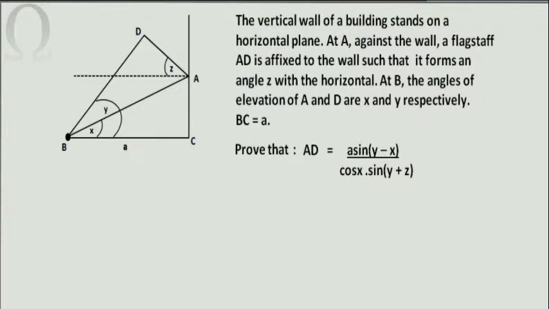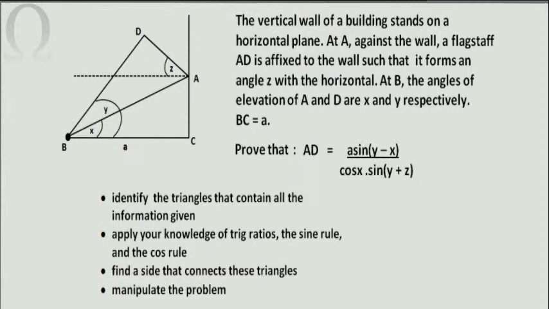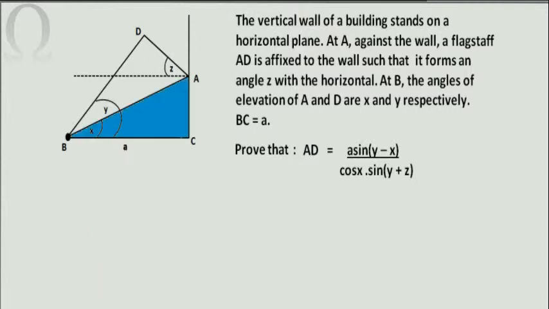When solving 2D and 3D problems, we will be using the sine and cos rule. Thus, we will proceed as follows. First, we identify the triangles that contain all the information given to us. Then, we apply our knowledge of trig ratios, the sine rule, and the cos rule. Next, we identify a side that connects these triangles. And finally, we manipulate the problem. Looking at the diagram, we have information in triangle ABC and triangle ABD. The side that connects these two triangles is AB. So our initial aim is to relate information in triangle ABD with information from triangle ABC via side AB.